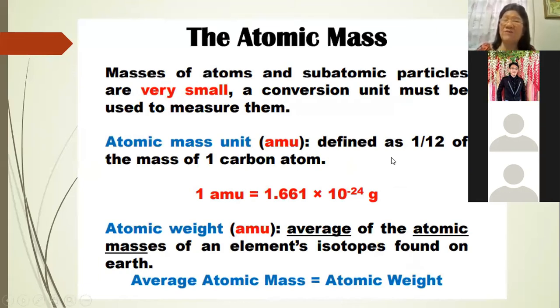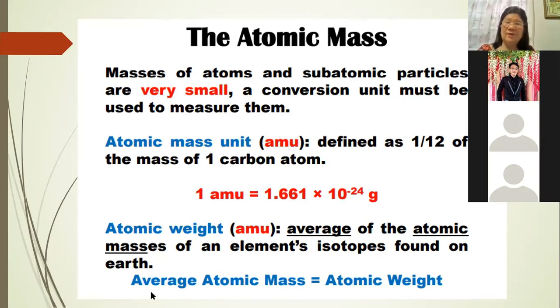The atomic mass is actually defined as 1 over 12 of our carbon, because our basis for getting the atomic mass is carbon. That is why carbon-12 has 6 protons and 6 electrons, and an atomic mass of 12.